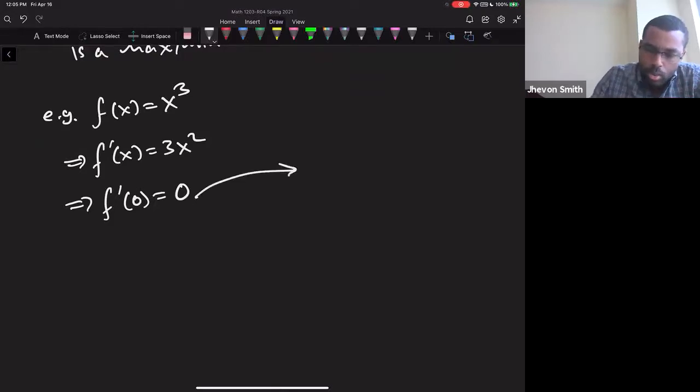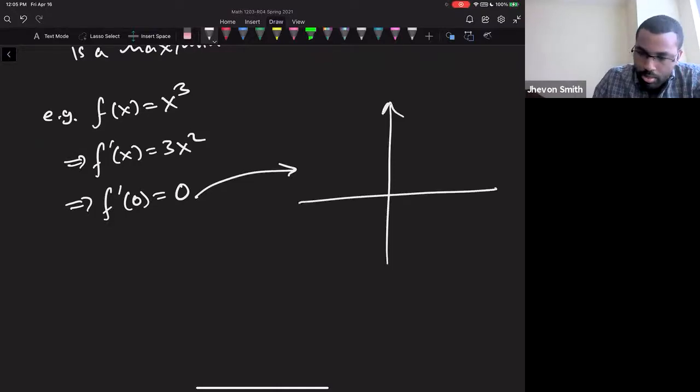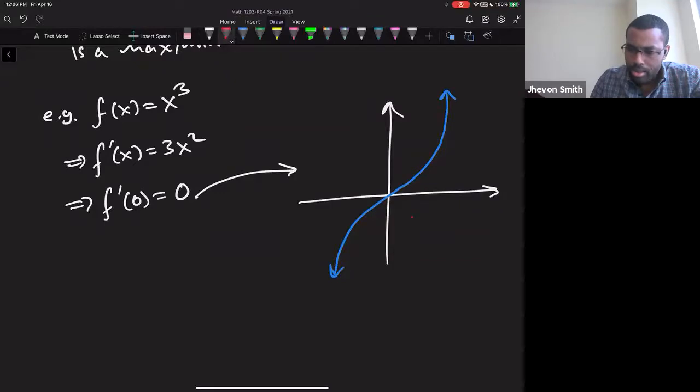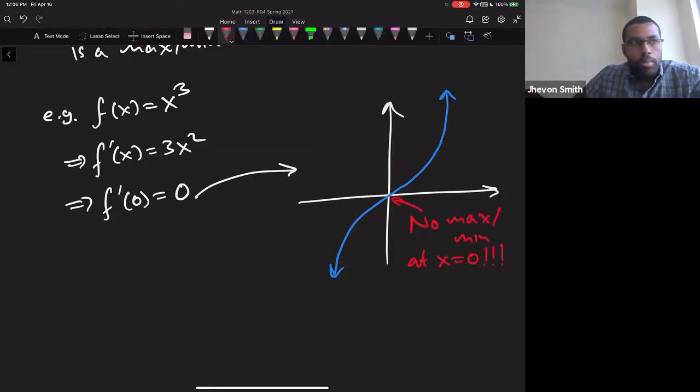But now you look at this and you're like, well, I know what the graph of x cubed looks like, because we all should at this point. It looks like that. And then you realize there's no max or min at zero. That's zero right there. That's not a max or min. Yeah, the derivative being zero does not mean you have a max or a min. It's the other way around that works. If you know there's a max or a min already and the derivative exists, then the derivative must be zero. So the derivative being zero doesn't actually imply the other way around.